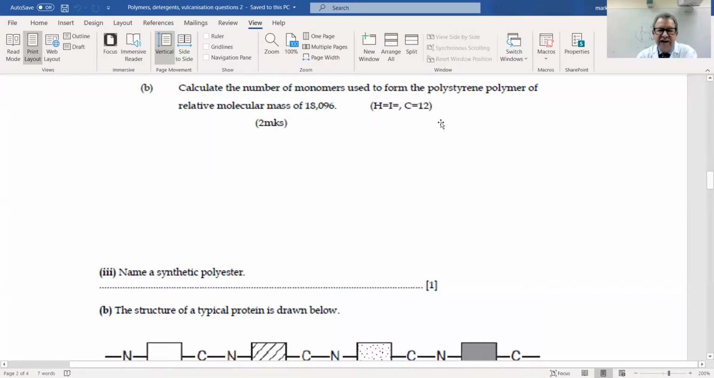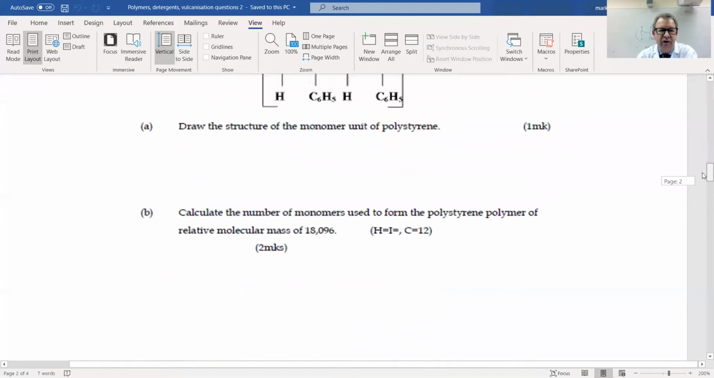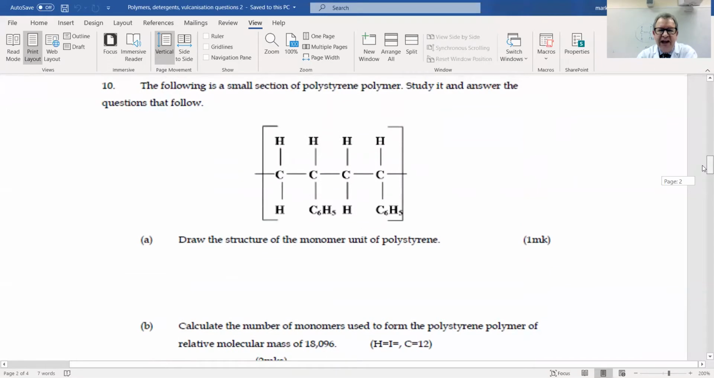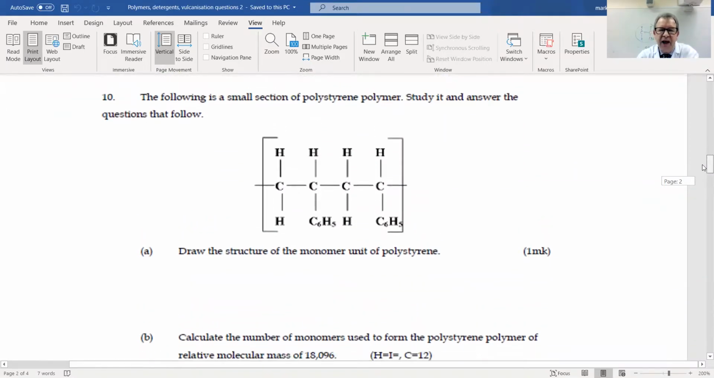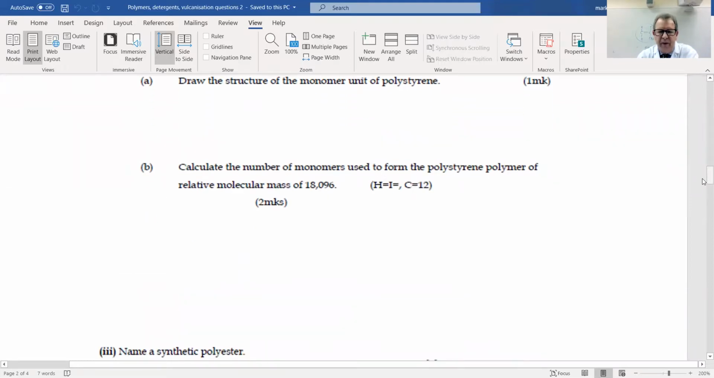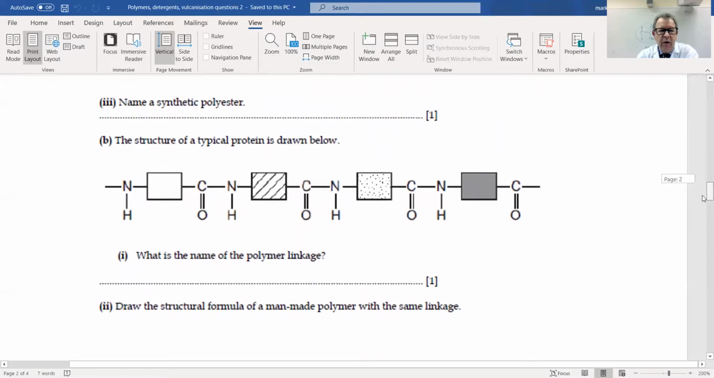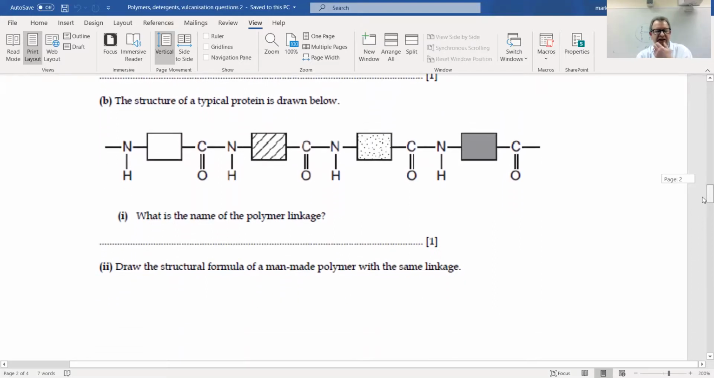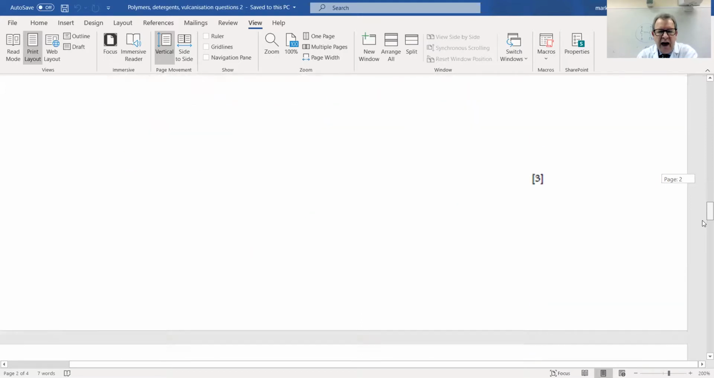I think the answer to this, if you want to write it down now, is 174, okay? If you have a go at this question, the answer is 174. So it's this question here, it's about polystyrene, and it asks you to draw the monomer, that's cut it up, and then it asks you to work out the number of them, okay? That's easy.